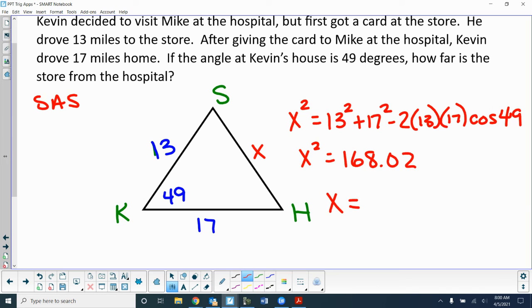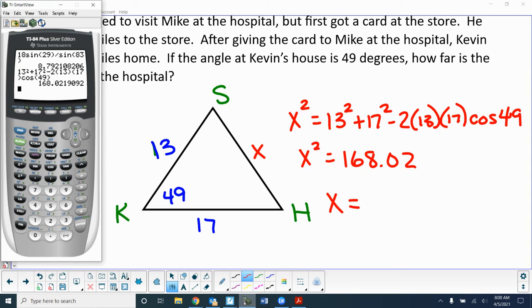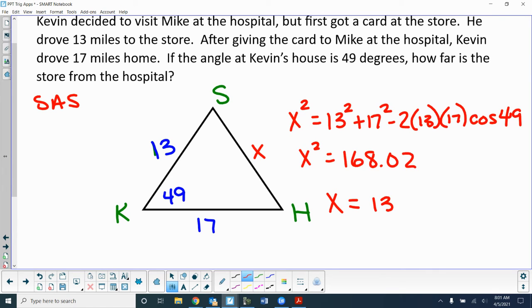So remember, I have to take the square root of that answer. The square root is second squared button, and then second answer, so I'm not typing it in again. So 12.96, basically 13 miles from the store to the hospital.